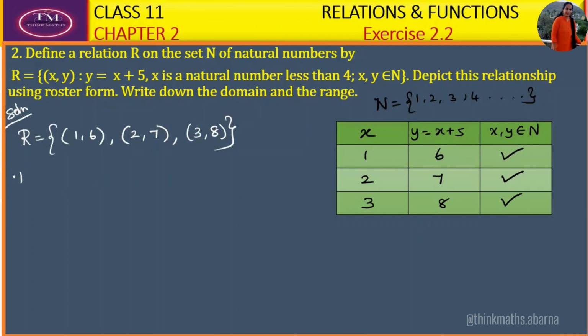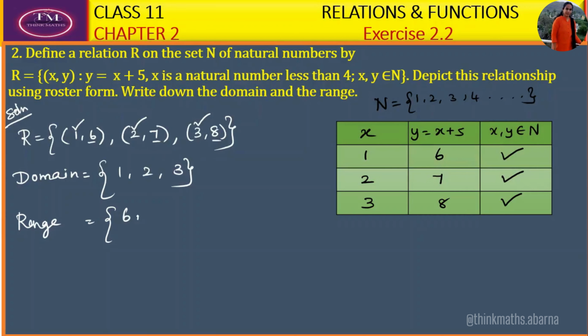Now we have to find out the domain. What is the domain? The set of all first elements in the relation. So what are the first elements in the relation? It is 1, 2, 3. So what is the range? Range is nothing but the set of all second elements: 6, 7, 8. So this is the range. Okay, very easy, right? So let us study the third question.